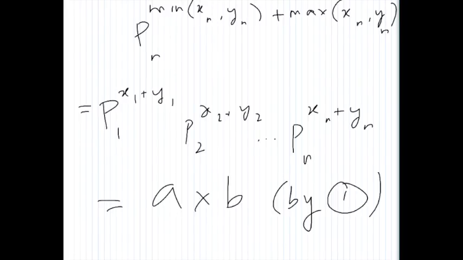So thus we have proved that the product of any two integers is equal to the product of their greatest common divisor, which is the GCD, and least common multiple, which is the LCM.